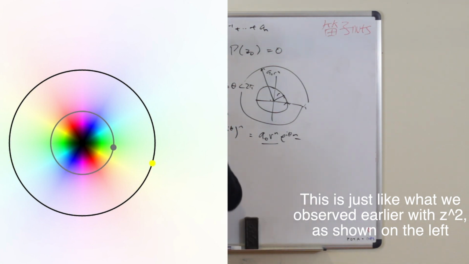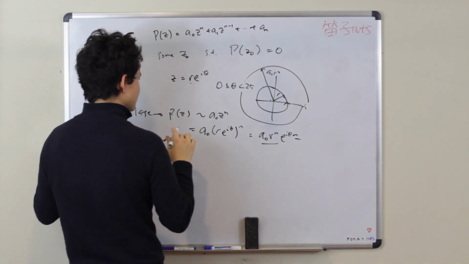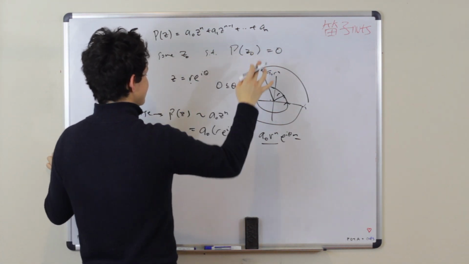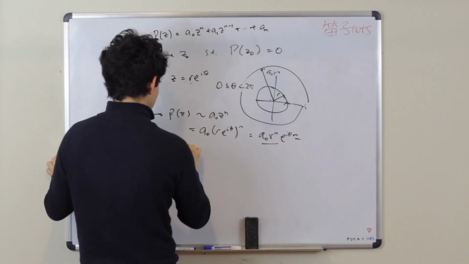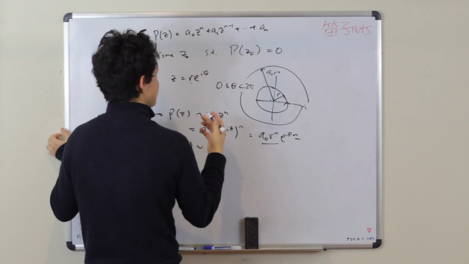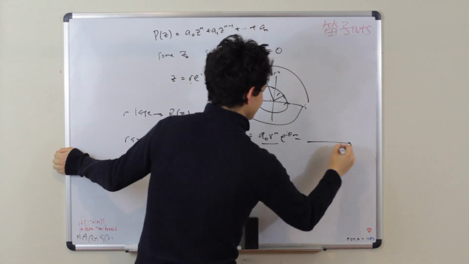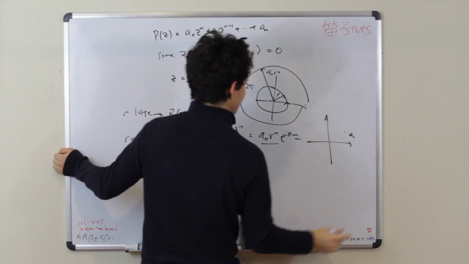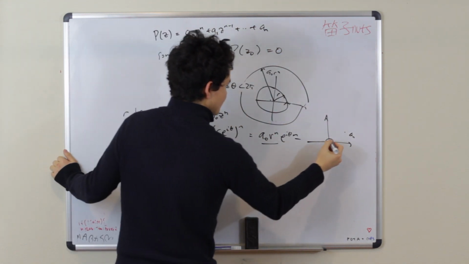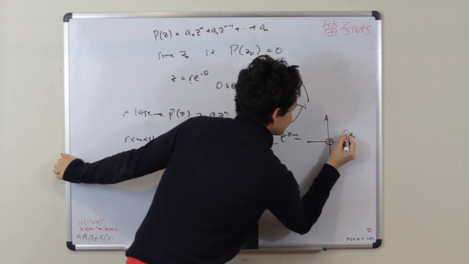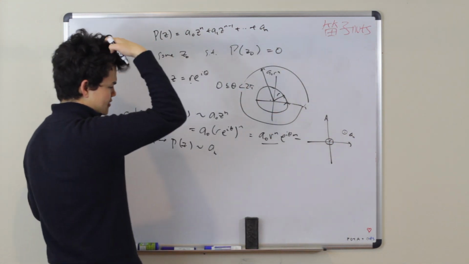Now, this is our analysis for r large. What happens if r is small? If r is very small, then we have the opposite behavior, where all these terms go to 0, and we'll just get something like P of z is about the constant term. So let's suppose the constant term is here, this is a_n. Then the image of our little circle around the origin of radius r is going to look like a little circle around the constant term.